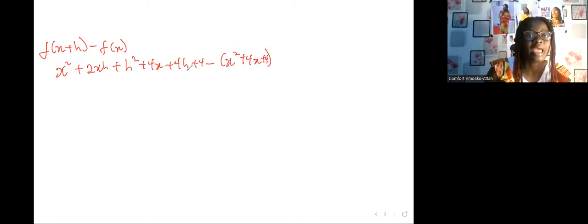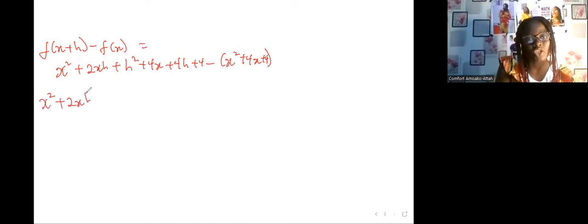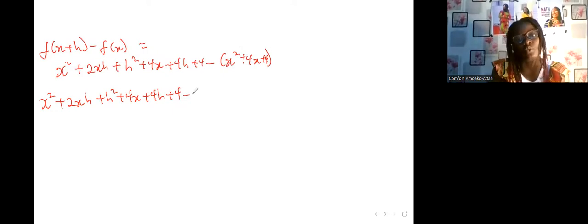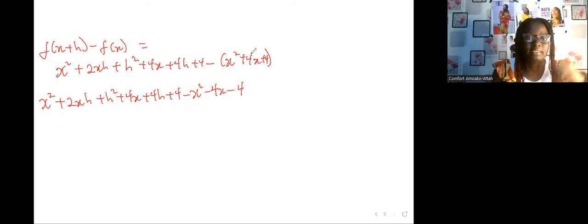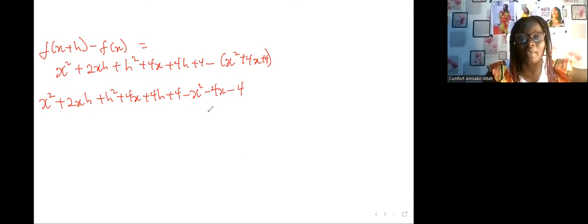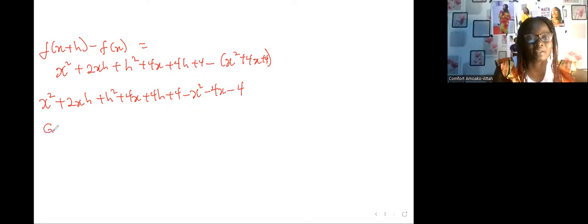So after doing this, expand your bracket now. So we are going to have x squared plus 2xh plus h squared plus 4x plus 4h plus 4 minus, this negative is affecting everything in here. So minus x squared minus 4x minus 4. Good. So we are also done with the second step. Can we group like terms over here? I think we have some common terms flowing, right? So let's group like terms. We can now group our like terms, okay?